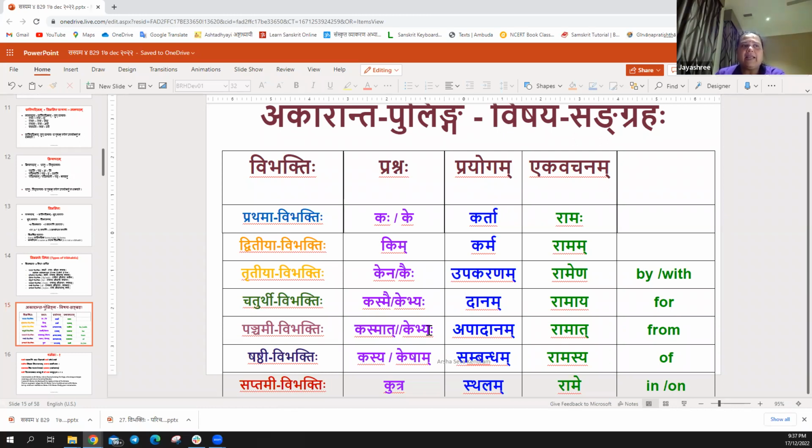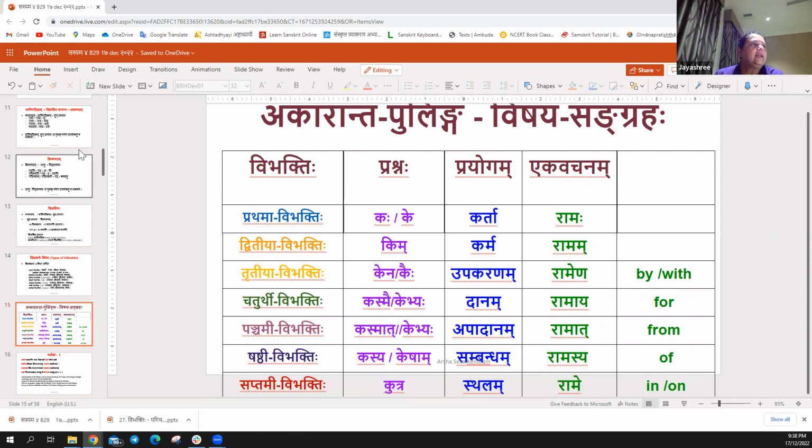Panchami Vibhakti, Kasmat Kebhyaha. That will be Apadanam. These are all the prayogas. So it is Ramat, from. Shashti Vibhakti, it's Kasya Kesham. It's Sambandham, the relationship. Ramasya, of. And Saptami Vibhakti, it's Kutra. Kutra is Sthalam, a place, where. Rame, in and on. So we have all these ones. We'll go through this again and again till we get used to it.